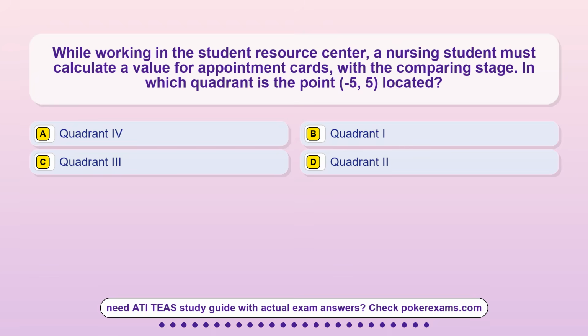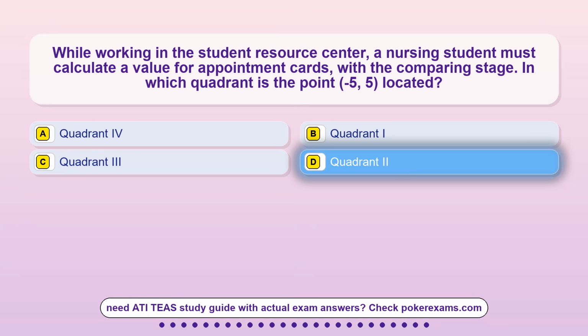Question 4. While working in the Student Resource Center, a nursing student must calculate a value for appointment cards, with the comparing stage. In which quadrant is the point (-5, 5) located? Option A quadrant 4, Option B quadrant I, Option C quadrant 3, Option D quadrant 2. The correct answer is Option D, quadrant 2.